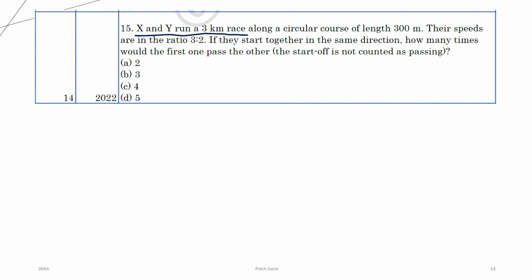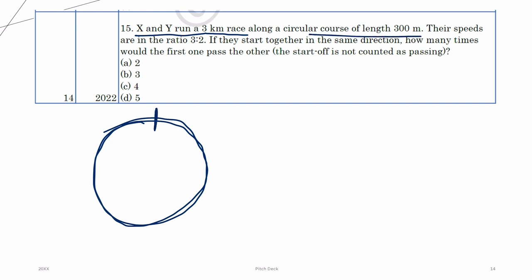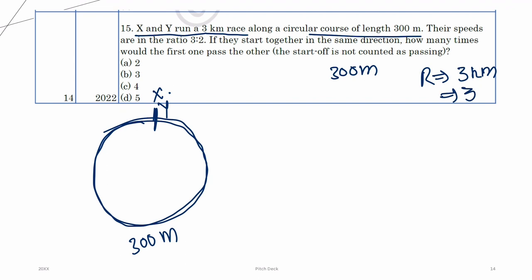X and Y are running at a speed of 3 kilometers. So X and Y are running on a circular track of 300 meters. Here X and Y are standing. The track is 300 meters, the total distance of the track. Now the total race is 3 kilometers, which means 3000 meters. I hope this is clear.